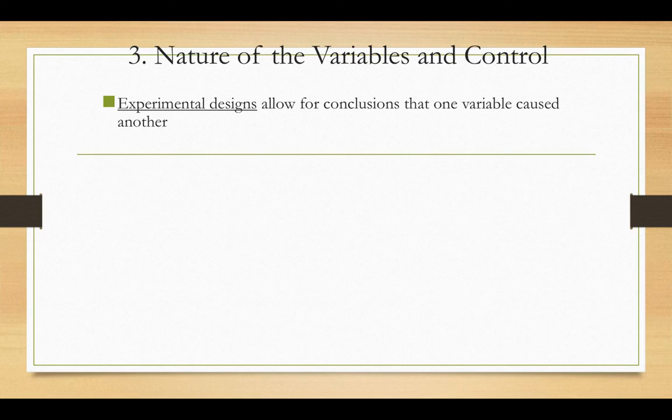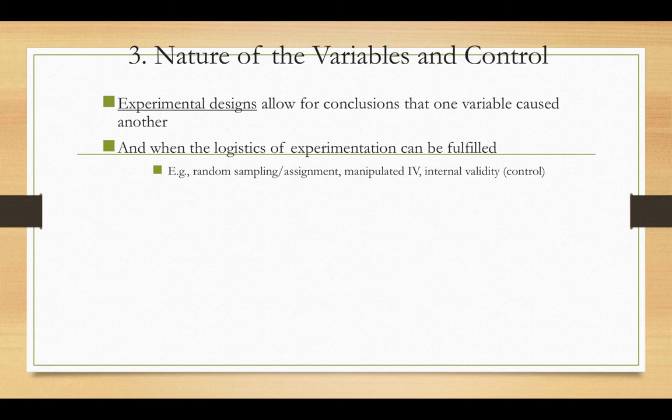Now with true experimental research designs, I need to be able to establish 4 specific criteria. The 4 criteria are random sampling, random assignment, an independent variable that's manipulated in its nature, and a high degree of internal validity, or this idea of control. Those are my 4 criteria for a true experimental research design: true random sampling, true random assignment, a manipulated independent variable, and internal validity.